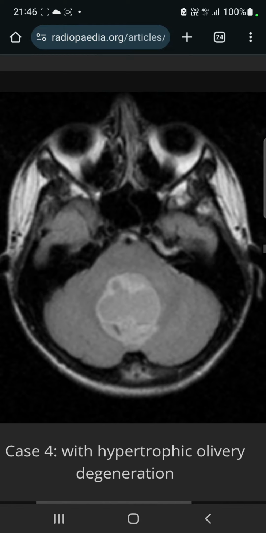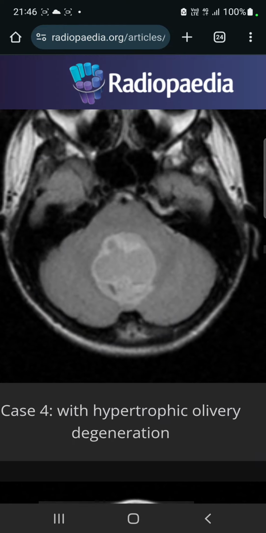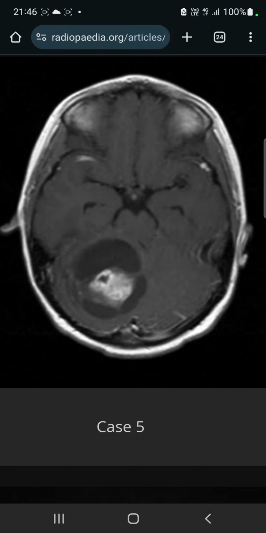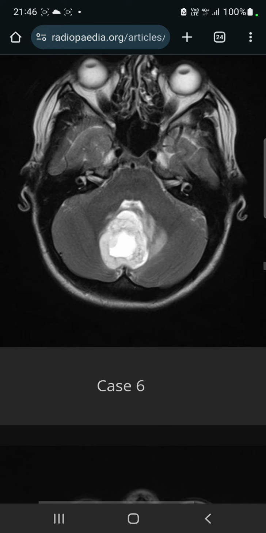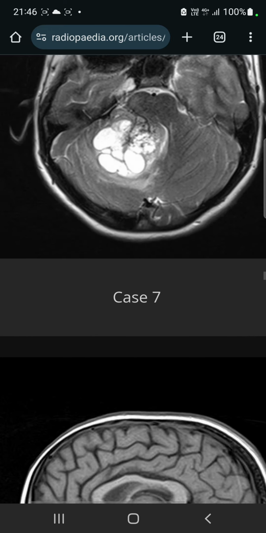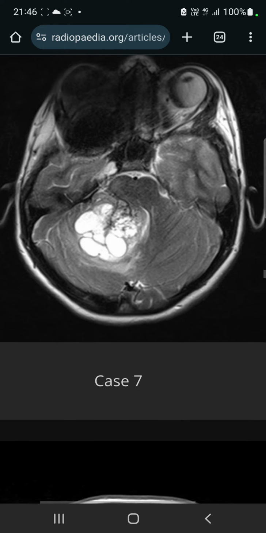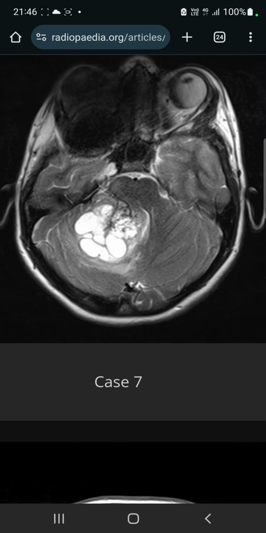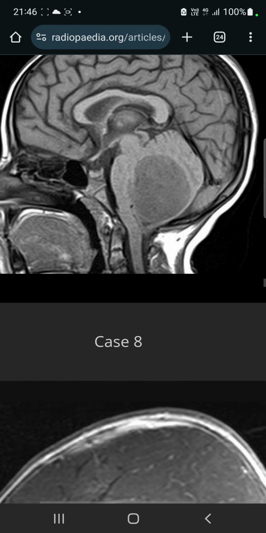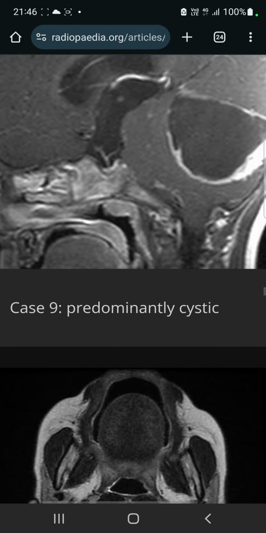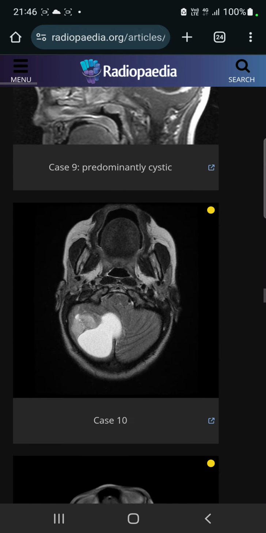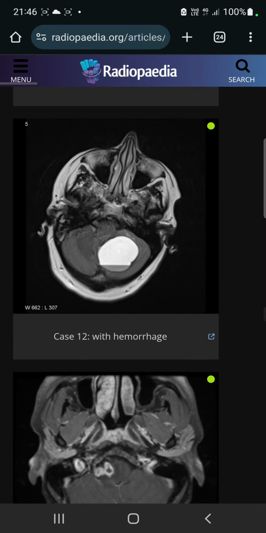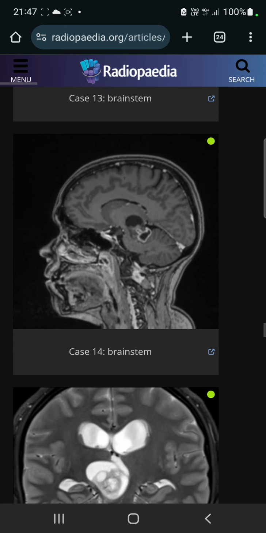This is another one. Okay, again, T1 weighted imaging with gadolinium. You see a cystic lesion with enhancing mural nodule in the posterior fossa, in the cerebellum. Here again, this one is not T1, this is more like a T2 weighted imaging. So you get the point. T1 with gadolinium is one of the most useful sequences, but also T2.